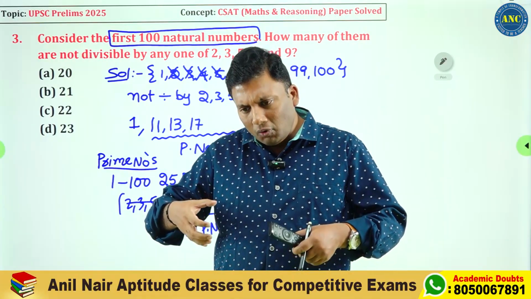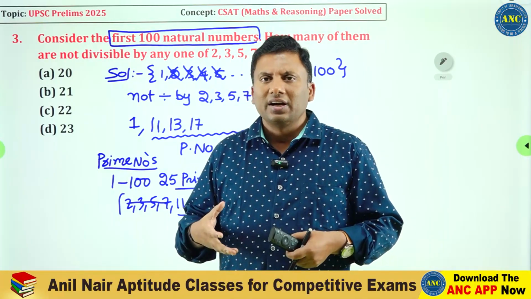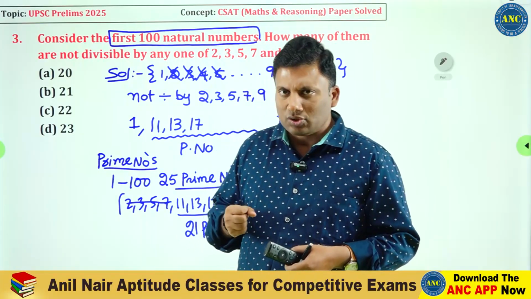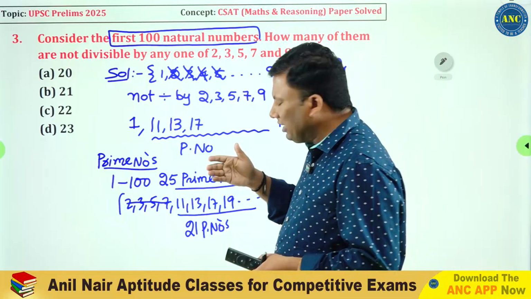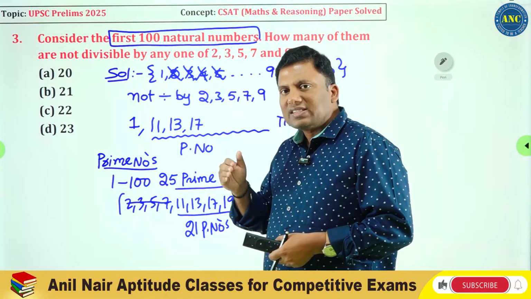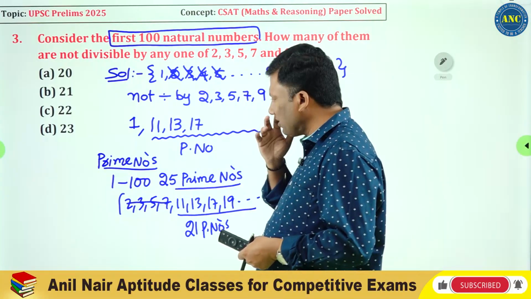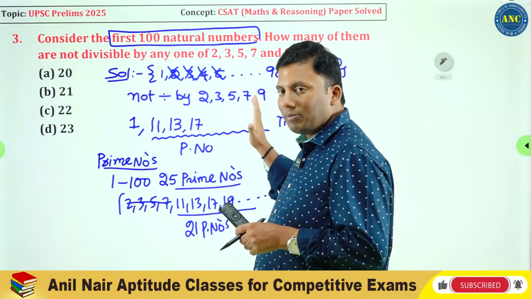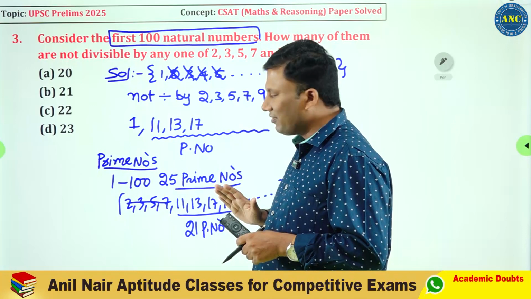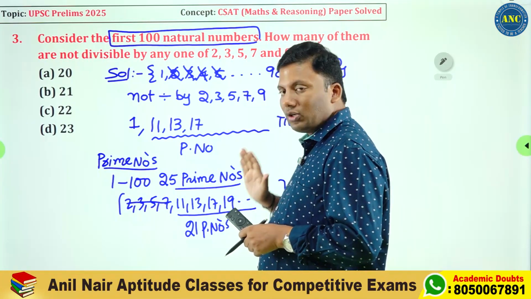For my own convincing, I took some composite numbers to check it out. 90 is divisible by 2, right? 95 is divisible by 5. 77 is divisible by 7. Are you all with me? I am convinced that I am getting all the prime numbers from 11, 13, 17 till 100. I need to count them.